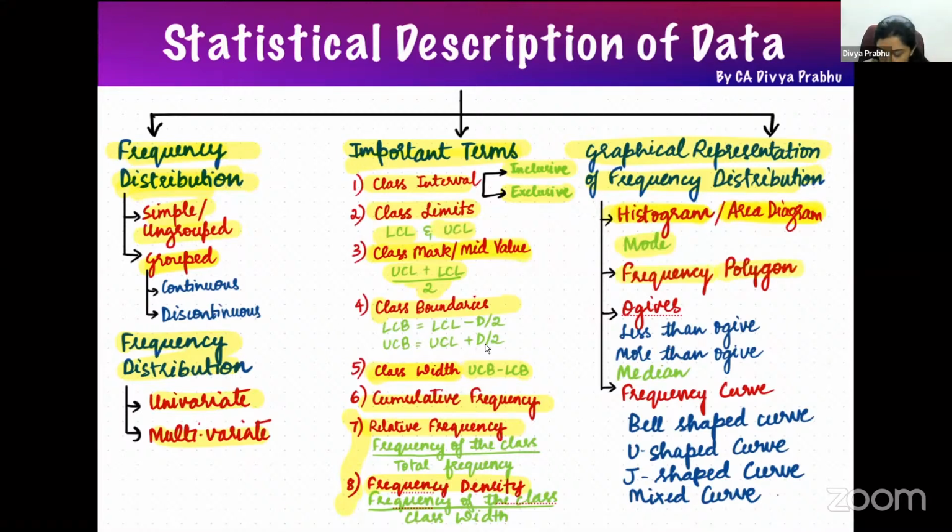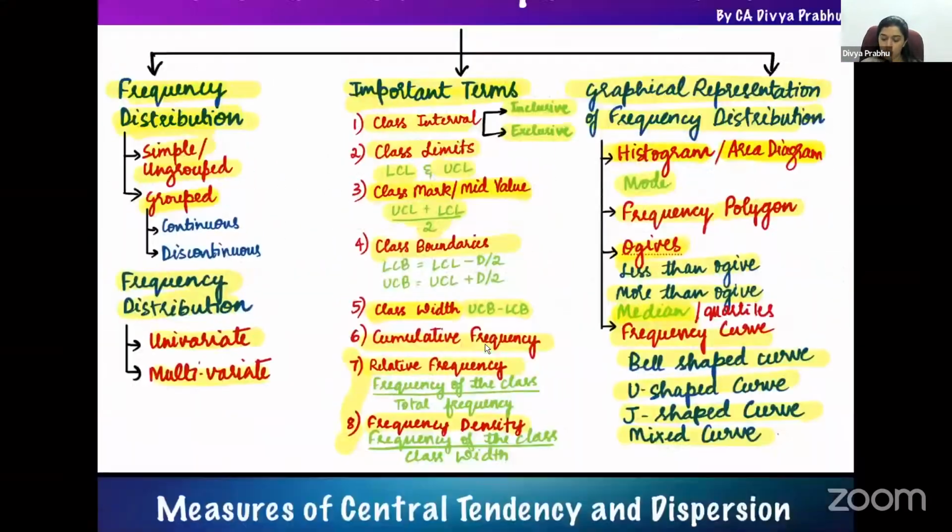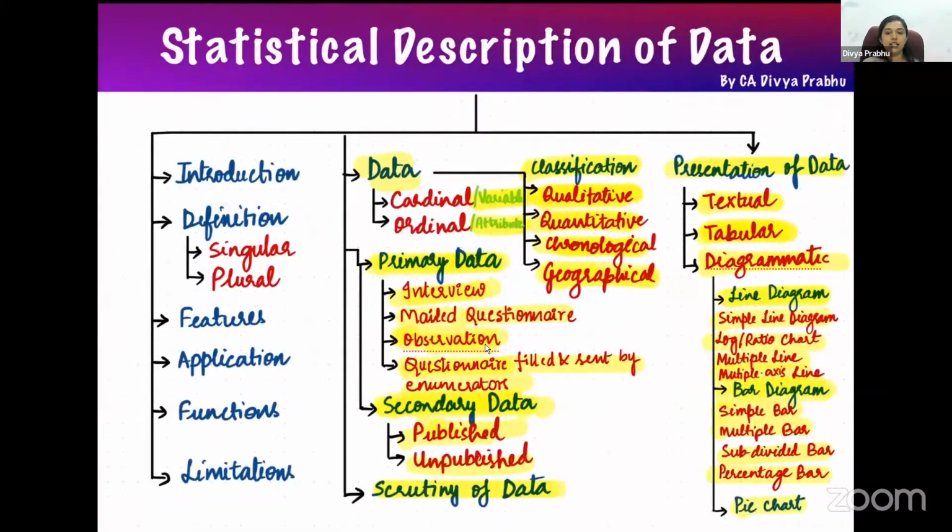Next, frequency polygon. Then we have ogives. Ogives we have less than ogive. We have more than ogives. Ogives are used to calculate median. So understand, not just median, also they are used to find quartiles. Got it? And last we have is frequency curve. Frequency curves are roughly hand-drawn curves. There are 4 types. One is bell-shaped curve, U-shaped curve, J-shaped curve, and fixed curve. That's all. This is all about your chapter statistical description of data.